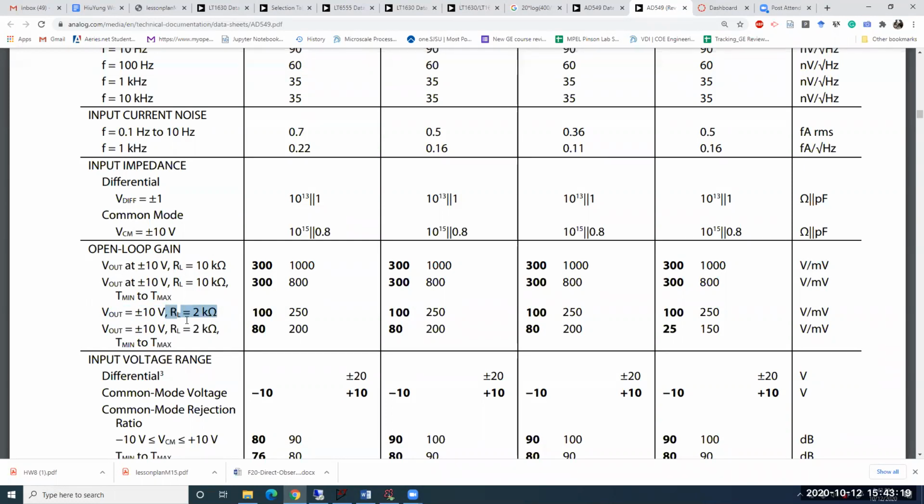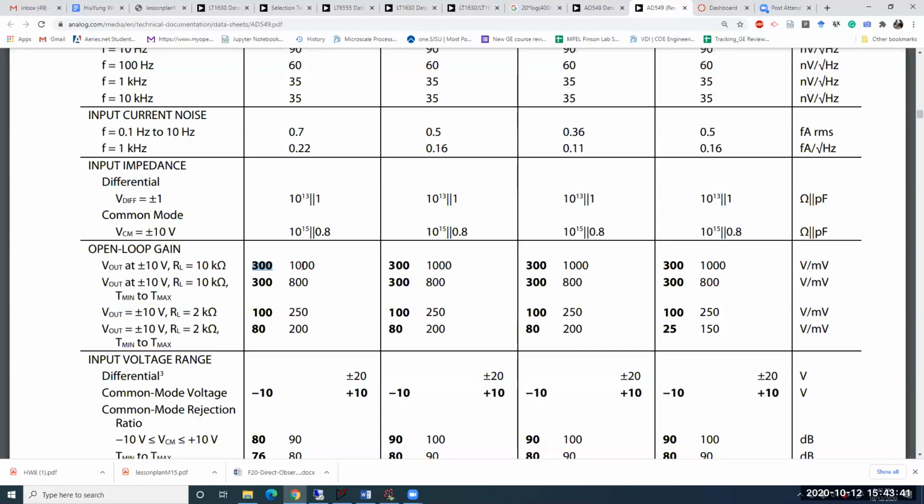Here's the resistance that it's driving, 2K, and you get 100 here, right? Or 80. And if you're driving 10K, your gain is higher. All right.